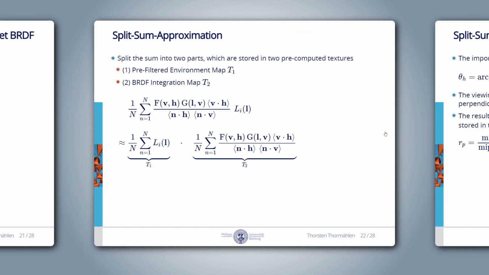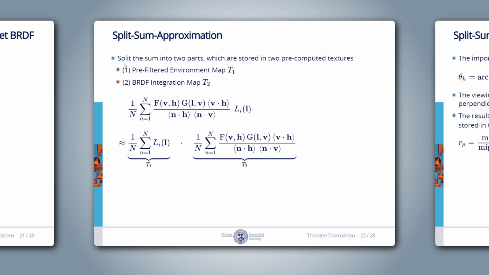For real-time processing, Brian Karis suggests a split sum approximation in his tutorial. The split sum approximation deliberately introduces an error that produces biased results for the sake of real-time performance. This means, in contrast to the equation on the previous slide, this solution has a systematic error that doesn't go away when we increase the number of samples.